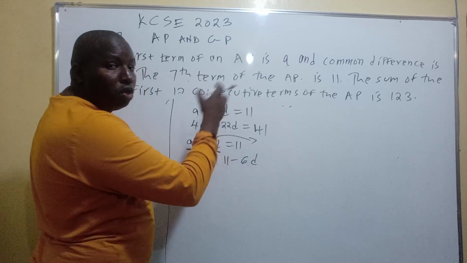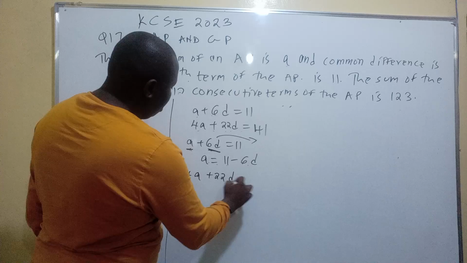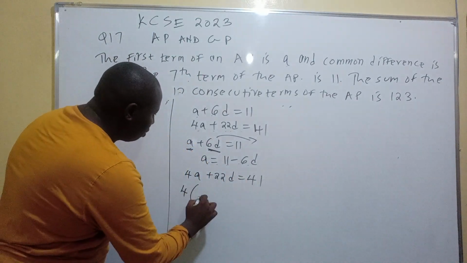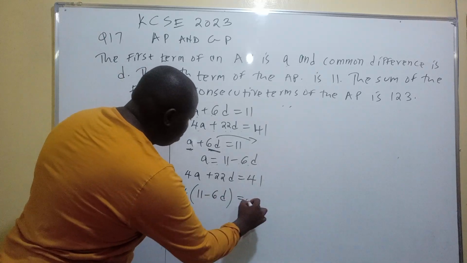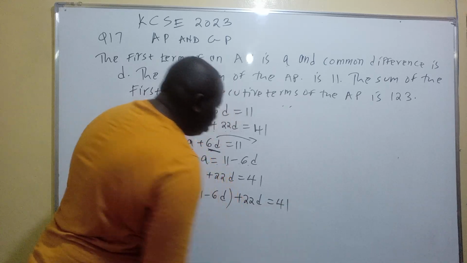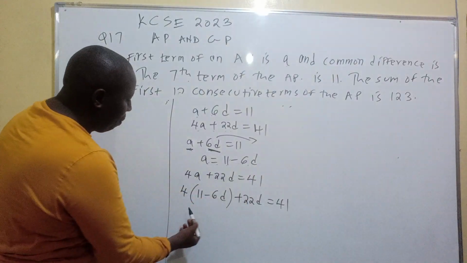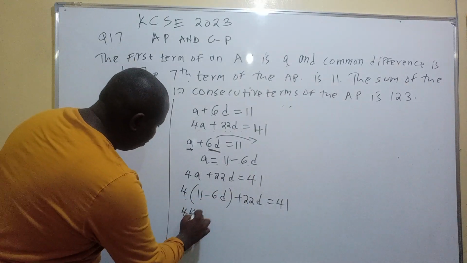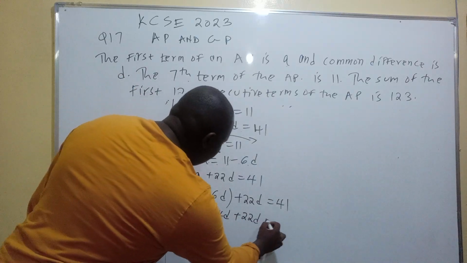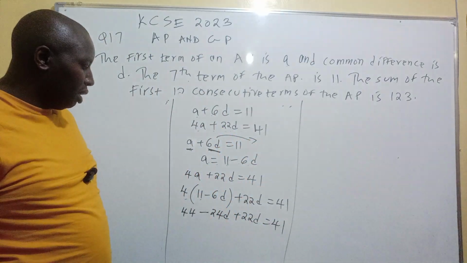Once you choose the first equation, you go down to the second equation, 4A plus 22D equals 41. What is A? Our A is 11 minus 6D. So you say 4 bracket 11 minus 6D, plus 22D is equal to 41. Now you have substituted the value of A. Multiplied by 4, this becomes 44 minus 24D plus 22D is equal to 41.